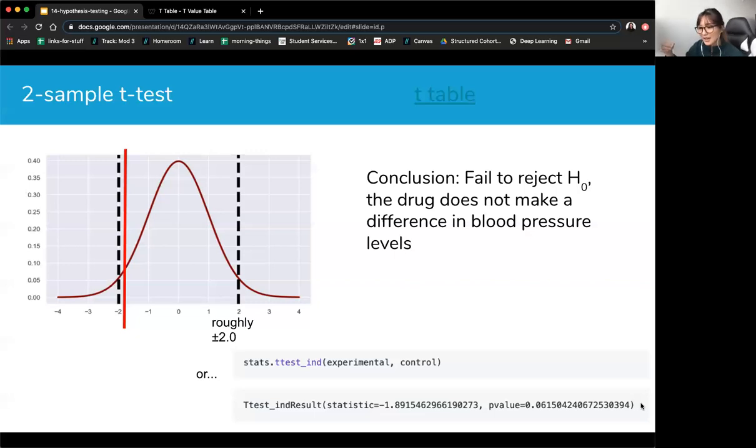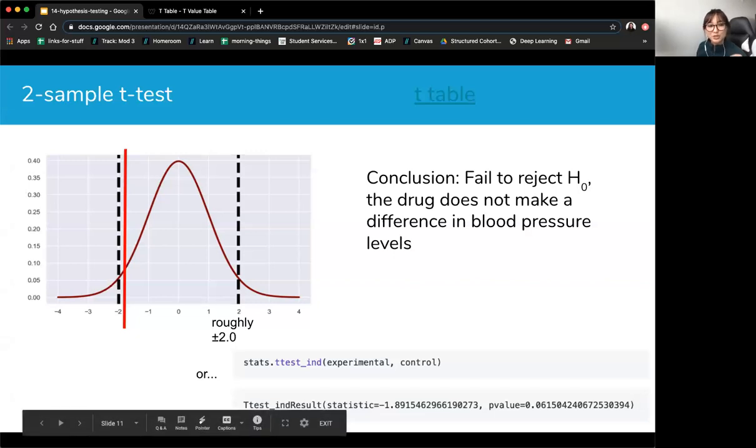However, if you set an alpha of 10%, maybe instead your alpha is 0.1, this will then fall below your alpha, and then you would reject your null hypothesis. So that just goes to show your choice of alpha determines how strict your test is.